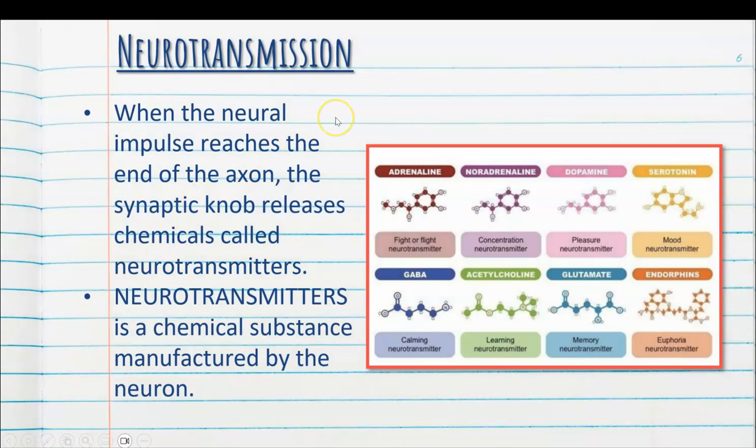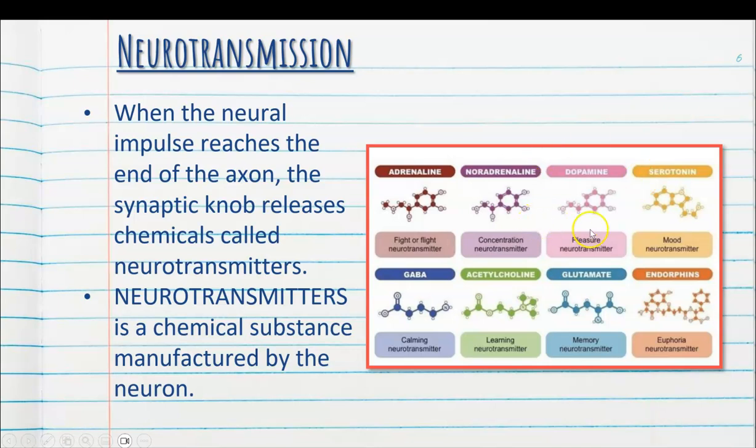When the neural impulse reaches the end of the axon, the synaptic knob releases chemicals called neurotransmitters. These neurotransmitters are chemical substances manufactured by the neuron itself. These are our main neurotransmitters that we focus on in stage 1 psychology. We have adrenaline, which no doubt you would have heard of, which is responsible for the flight or fight response. We have noradrenaline, which is responsible for concentration specifically.